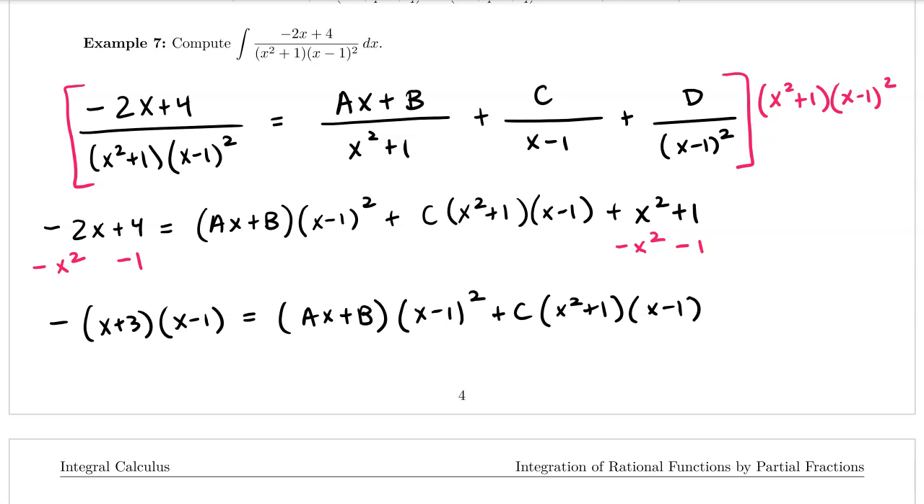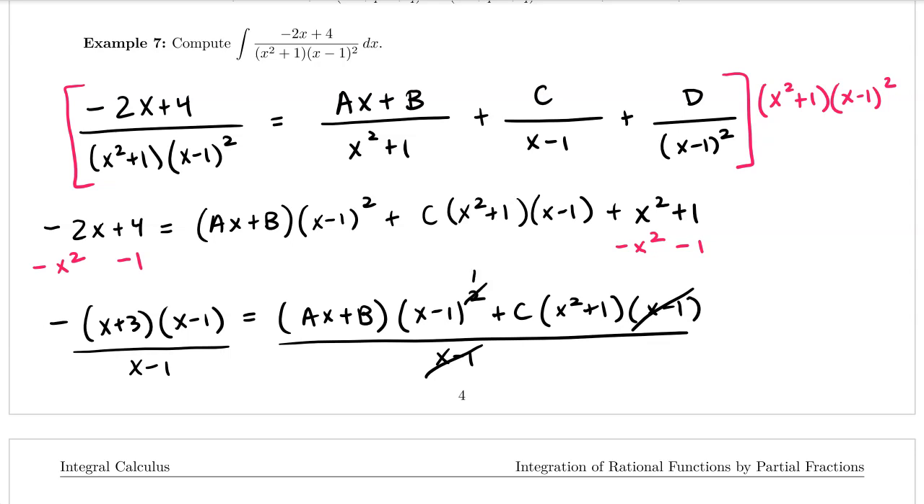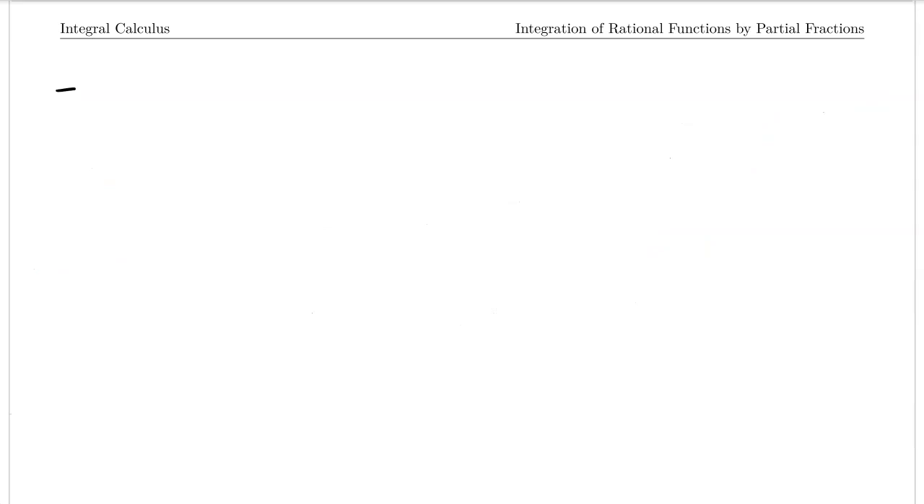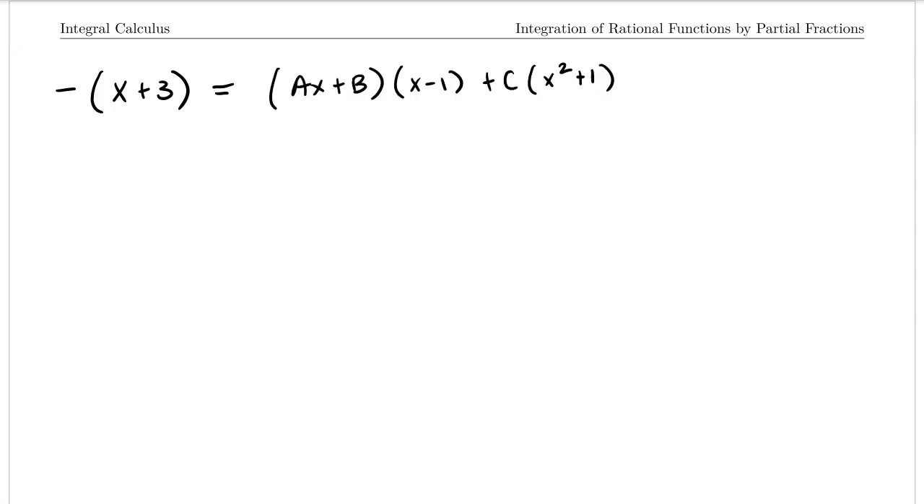And so what I'm going to do at this stage is divide x minus 1 on both sides. And what that's going to do is this x minus 1 will cancel with this x minus 1, and then here that'll leave a single 1 in the numerator there, and then these will divide out. So we had negative quantity x plus 3 is equal to, okay, so here's our resulting equation.